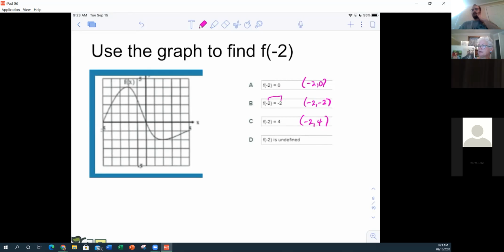But if we look at -2, 0, it's right here. So that's obviously not it. -2, -2 is right here, not on the line, nope. -2, 4 is right there, so that's the one. And all of y'all got that answered, so that's awesome.